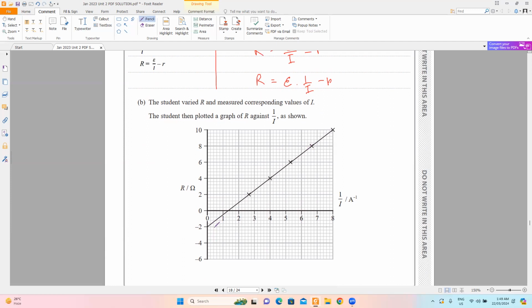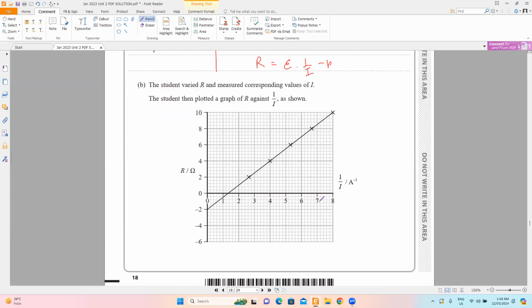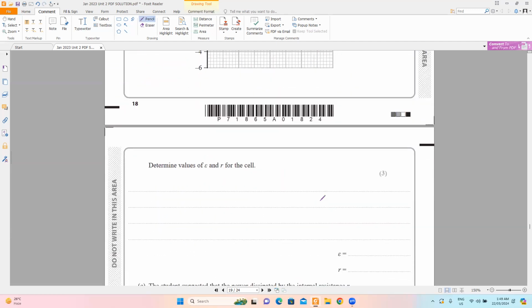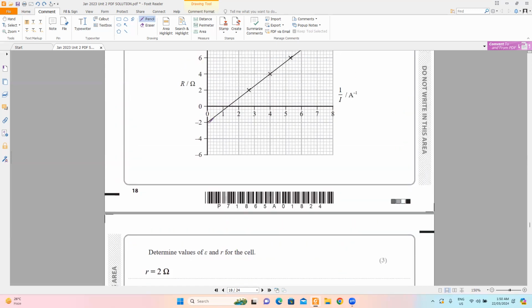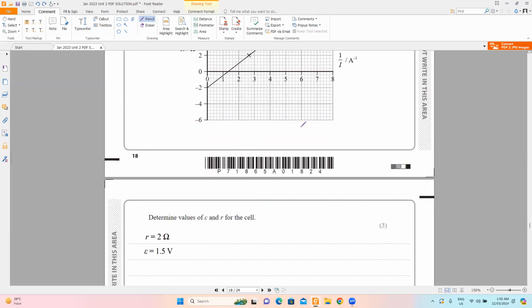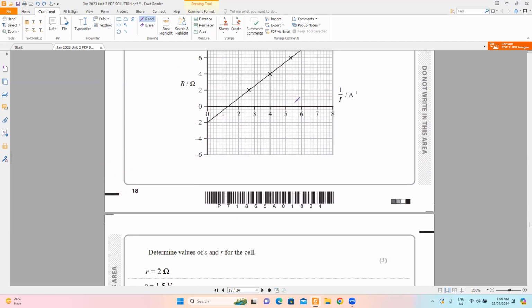As you can see, the y-intercept is -2. And if you take the gradient, it will be this value. So the internal resistance is 2. Of course, resistance cannot be negative. So internal resistance is given by the y-intercept. And if you take the gradient of the graph, the value should be 1.5.